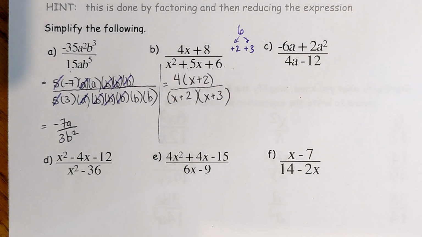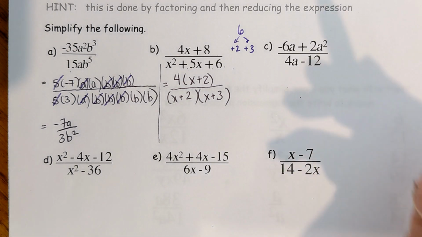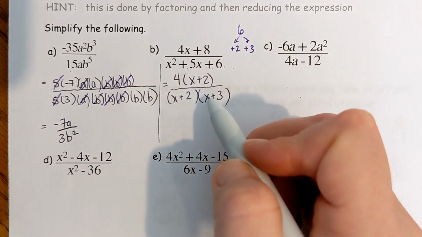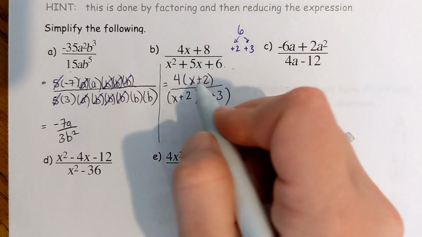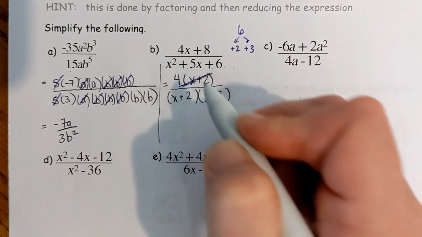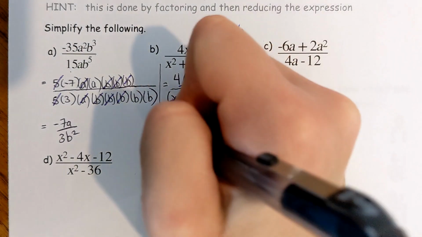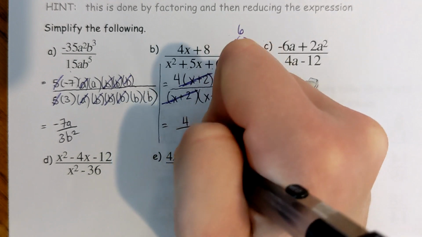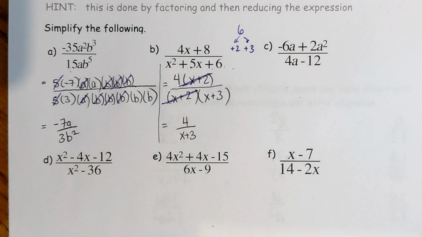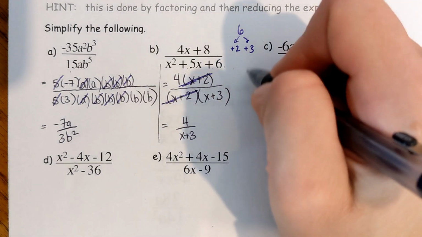Well, now all of a sudden, now that I've factored this by common factoring the top and doing a simple trinomial on the bottom, now I see I actually have common factors. I have this x plus 2 as a common factor, so I can get rid of that on the top and get rid of that on the bottom. In the end, I'm just going to be left with 4 over x plus 3. Let's try another one.